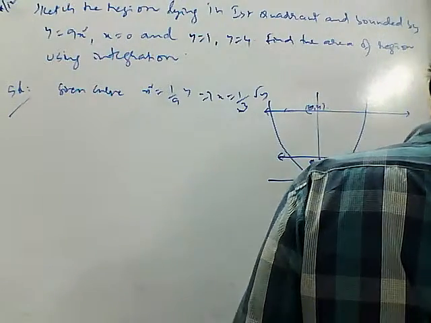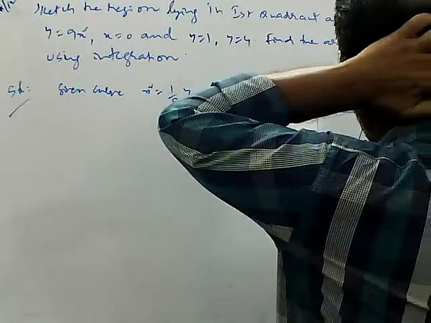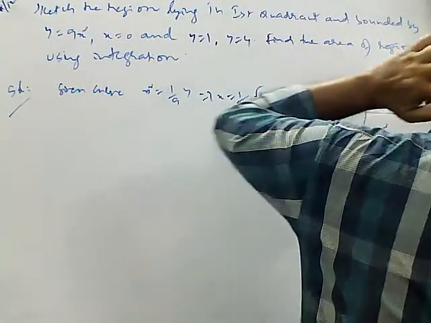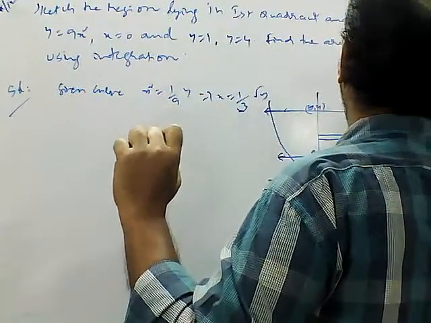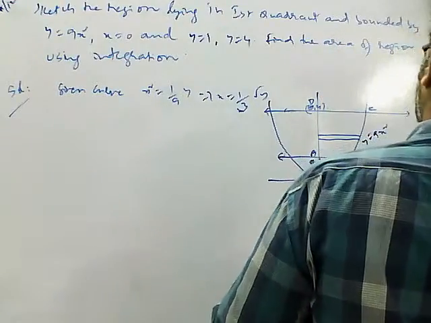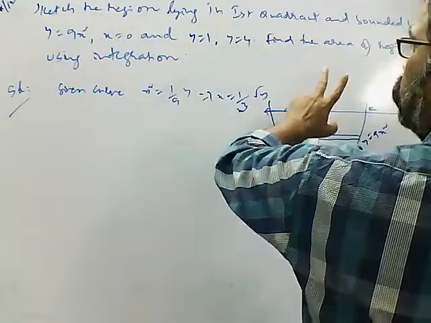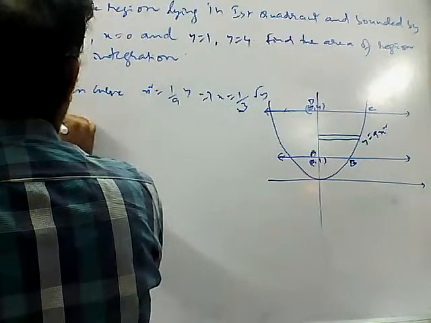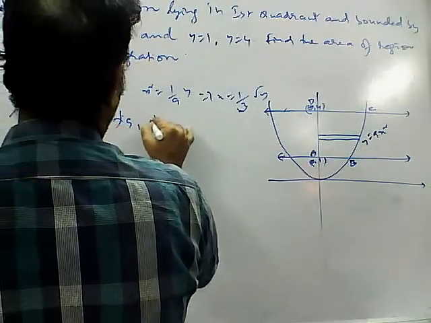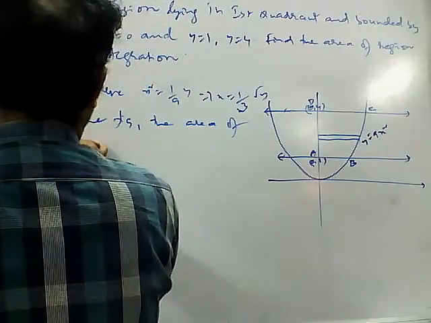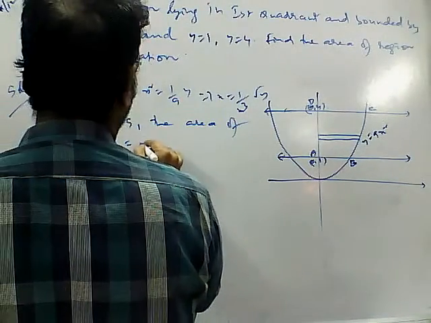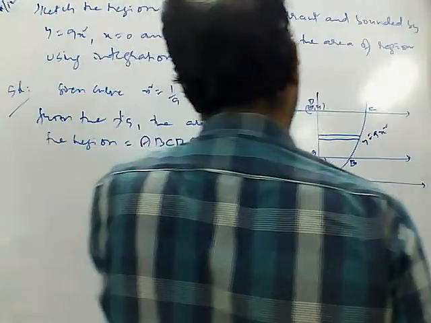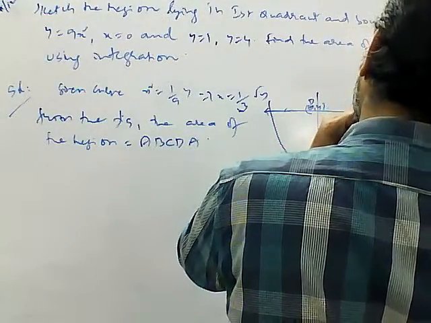Now, y equal to x square. This is the origin, named as A, B, C, D because this is the bounded region in between y equal to 1, y equal to 4, and x is equal to 0. x is equal to 0 means this one. And find the area using integration, in the first quadrant. So from the figure, the area of the region is equal to ABCDA. Now, you have to find this area.